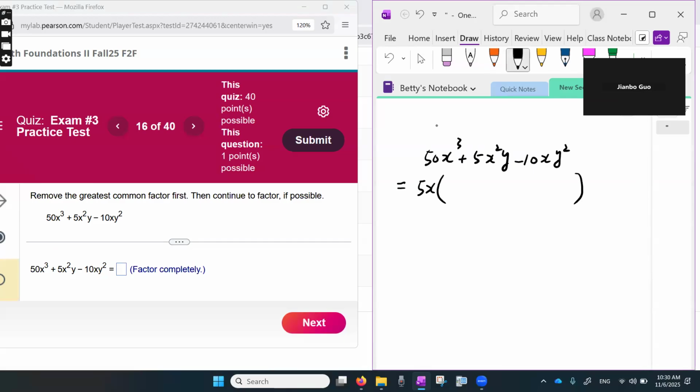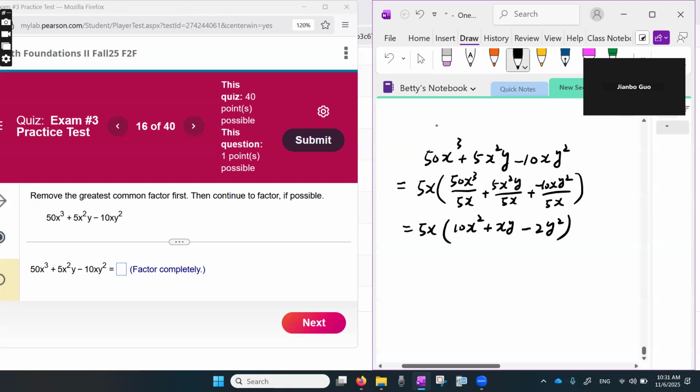If you don't remember how to factor it out, I can repeat the process right here. Original term 1 over GCF plus original term 2 over GCF plus original term 3 over GCF. Simplify in the next step. 10x squared plus xy minus 2y squared. We can double check, right? Yeah, 5 times 10, 50x cubed. Here we have 5x squared y minus 10xy squared. Okay, very good. And then what do we do in the next step?